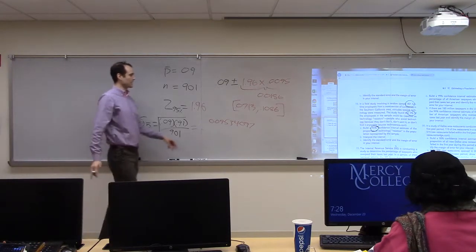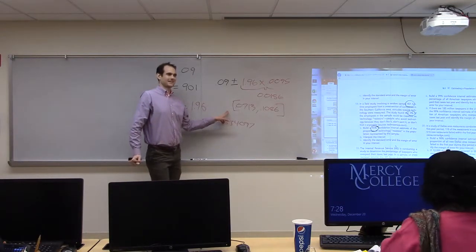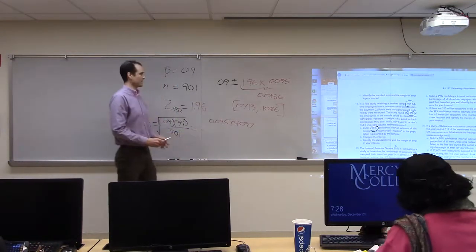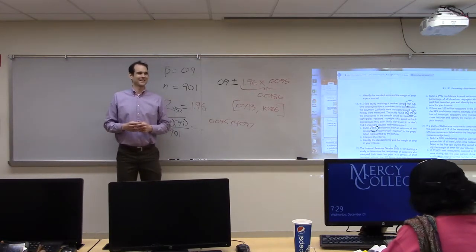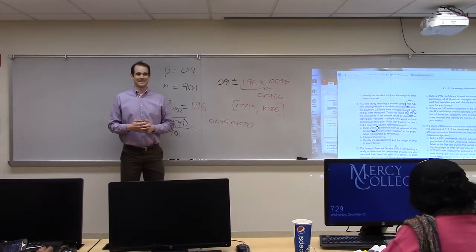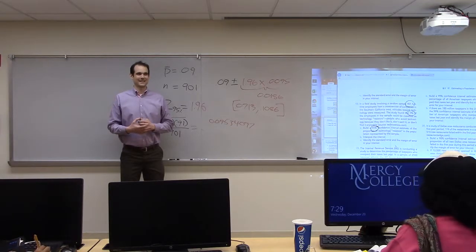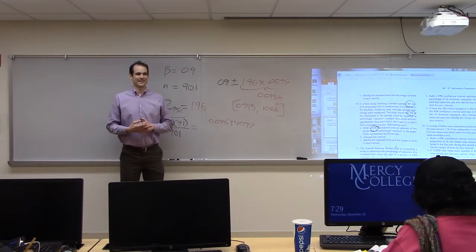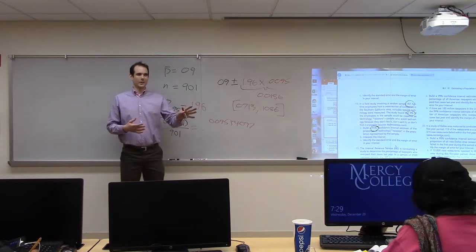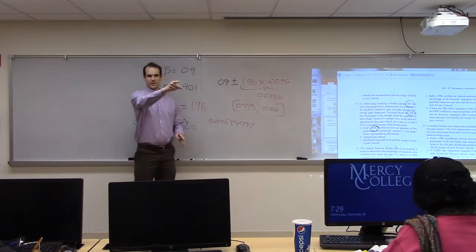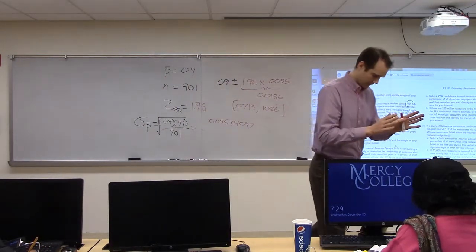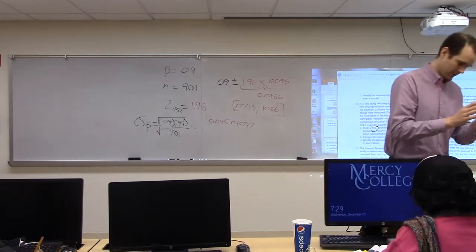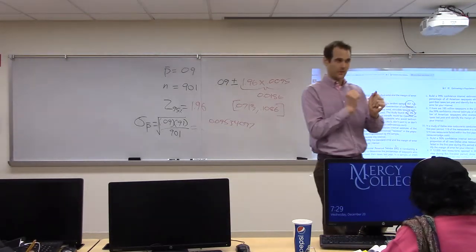Can someone do the interpretation for this? It starts with I'm 95% confident. I'm 95% confident that it's between 0.078 and 0.1086. Good, you got all the right pieces. Can someone else take it from the top? Christina? I'm 95% confident that the true population proportion is between 7.13% and 10.86%. Perfect.